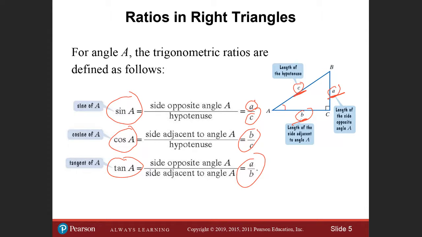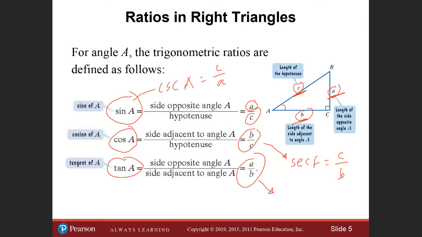Okay. And in addition to these three basic trigonometric functions, we have the other three. The reciprocal of sine A would be cosecant A. The reciprocal means we flip A over C, so we will have C over A here. For cosine, the reciprocal is secant A, and that would be C over B. You just flip the fraction over.